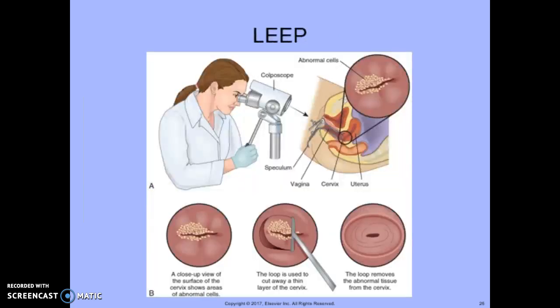LEEP, and you'll have an assignment with LEEP this week. What does LEEP stand for? It's the Loop Electrosurgical Excision Procedure. In figure 17.12, we see the colposcope view of the cervix and LEEP procedure. In B, we see LEEP biopsy of abnormal cells here. Okay.